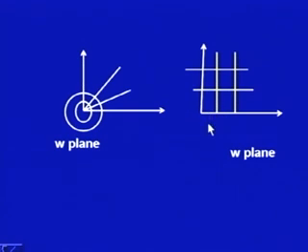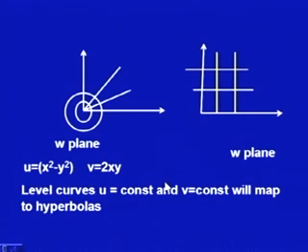So, these are two different W planes. Here we have the circles and here we have the radial lines, where we have the level curves. So, this is u is equal to x square minus y square and this is v is equal to 2xy. So, this we have already discussed.